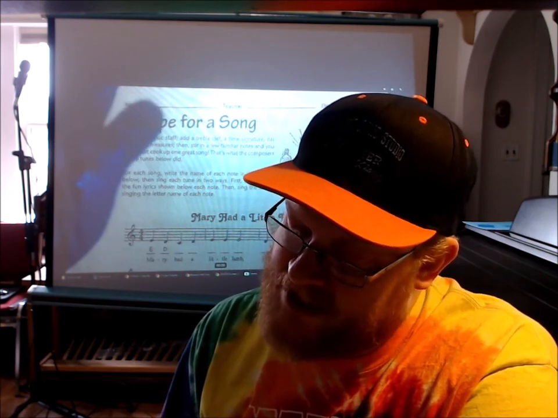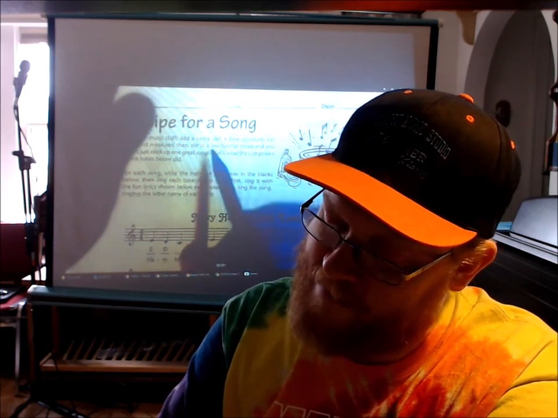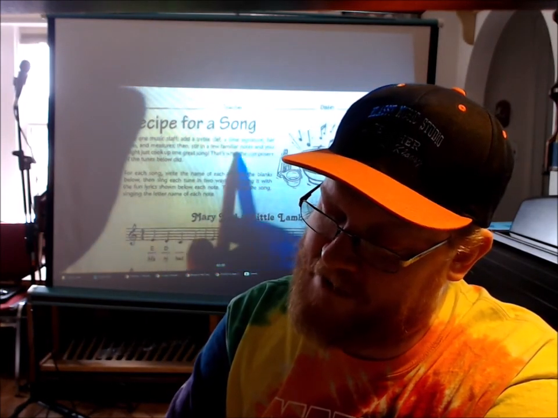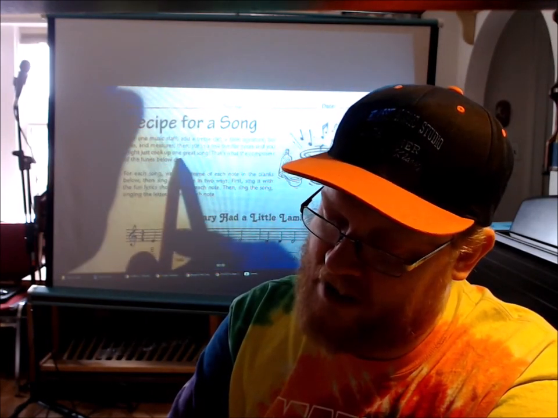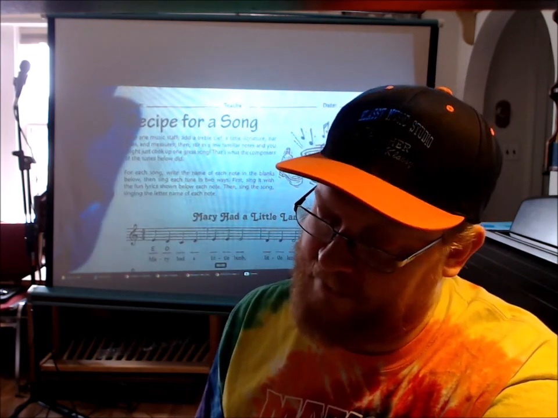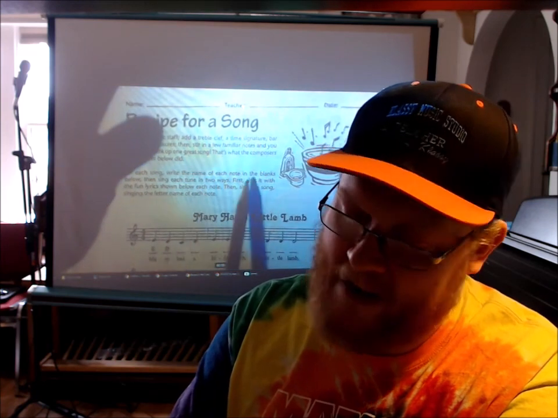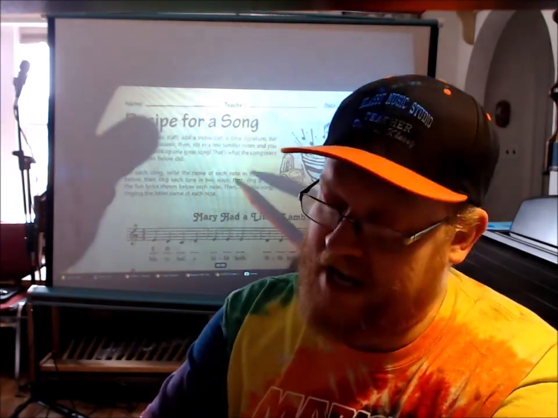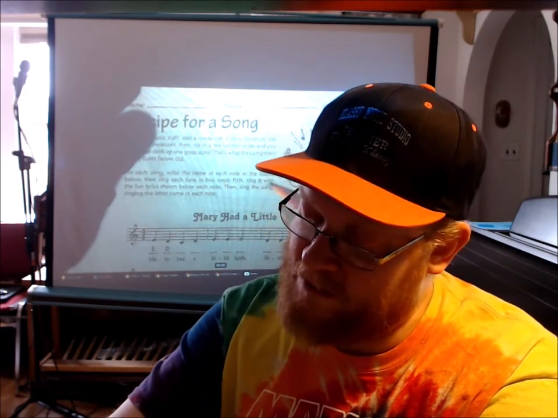Take one music staff, add a treble clef, a time signature, bar lines and measures, then stir in a few familiar notes, and you just might cook up one great song. That's what the composers of the tunes below did. For each song, write the name of each note in the blanks below, then sing each tune in 2 different ways. Actually, I usually skip that one, even when we're together in class.